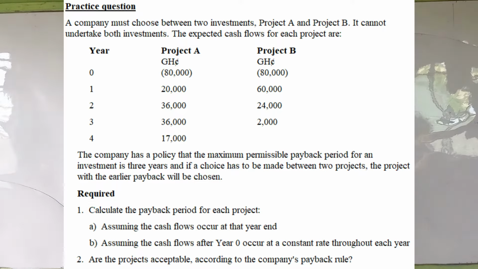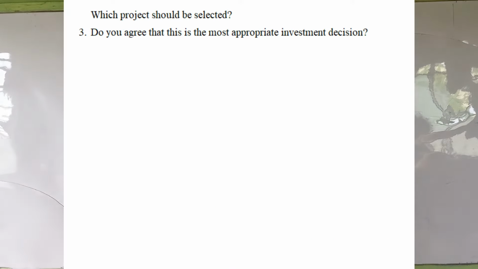A. Assuming the cash flows occur at the end of the year. B. Assuming the cash flows after year 0 occur at a constant rate throughout the year. 2. Are the projects acceptable according to the company's payback rule? Which project should be selected? And then 3. Do you agree that this is the most appropriate investment decision?